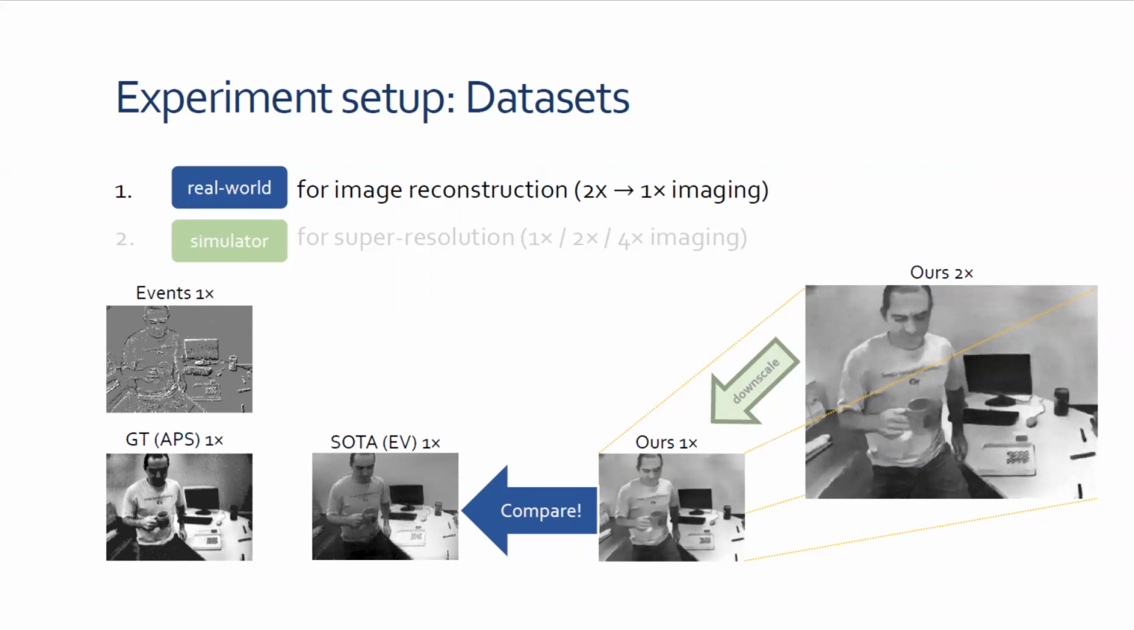Unlike the APS frame from a real-world camera, the simulator's ground truth has high dynamic range properties. It's immune to motion blur and has no limitation on ground truth size. So we mainly use the simulator for training, but for testing, we use both simulated and real-world data. On these real-world events, we compare our reconstructed images to the state-of-the-art by downscaling ours.